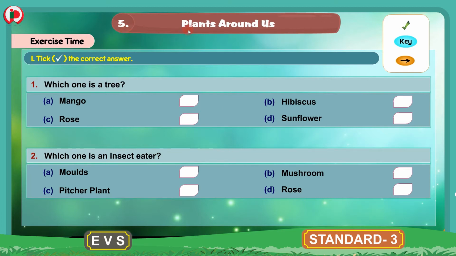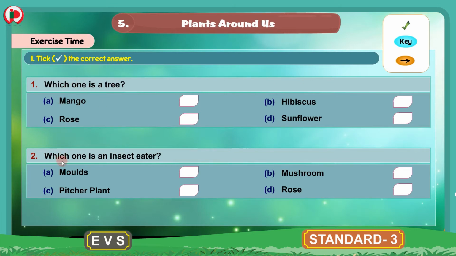5. Plants around us. Children, this is the 5th lesson in the course book Plants Around Us. Now we will do the workbook part for this lesson. The first section here is exercise time, and the first bit is tick the correct answer.